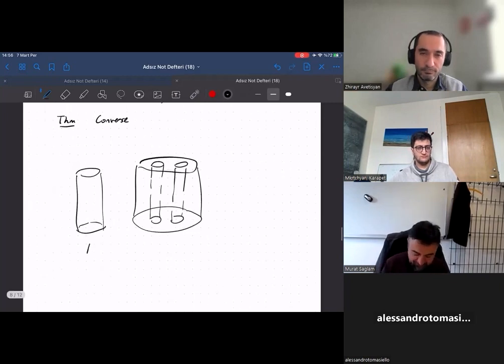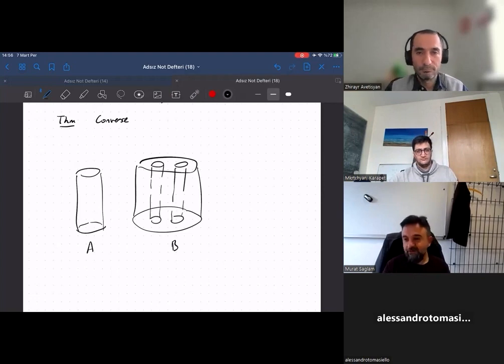So this is my building block of type A. This is type B. These are both three-manifolds with boundary. The boundary here is just the two-torus. And then here, we have one two-torus outside and two tori inside.